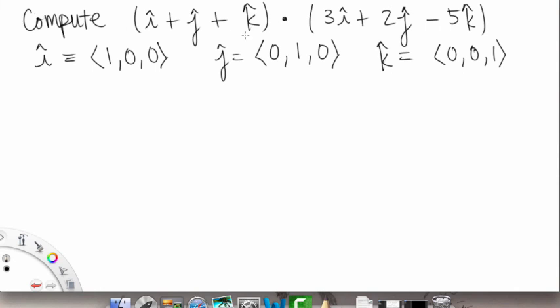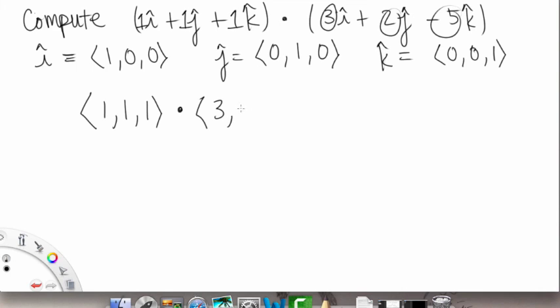Okay, so it might look a little bit complicated, but all we have to do is take the coefficients of what we see here, so that's a 1, a 1, and a 1, and then we take the 3, 2, and negative 5 and make it into vector form. So another way you could write this is 1, comma 1, comma 1, dotted with, and we'll take the coefficients, 3, comma 2, comma negative 5.